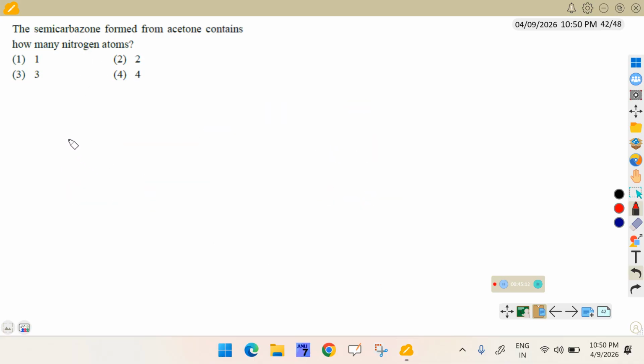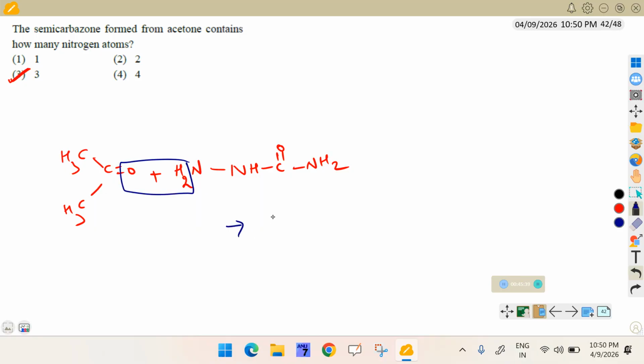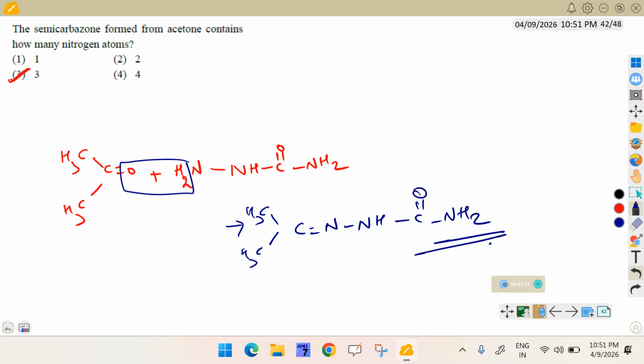The semicarbazone formed from acetone contains how many nitrogen atoms? 3 nitrogen atoms. How? Acetone, CH3COCH3, plus semicarbazide NH2NHCONH2. Remove a water molecule, then CH3 CH3 C double bond N NH CONH2. 3 nitrogen atoms.